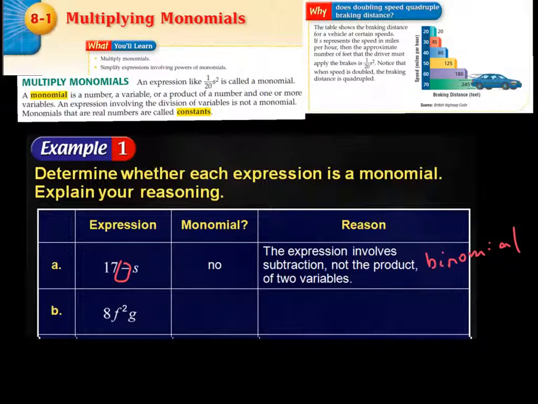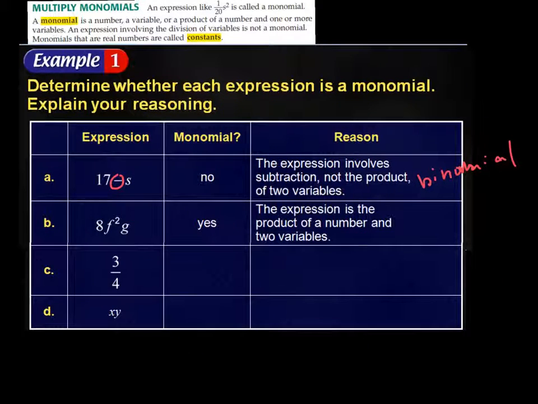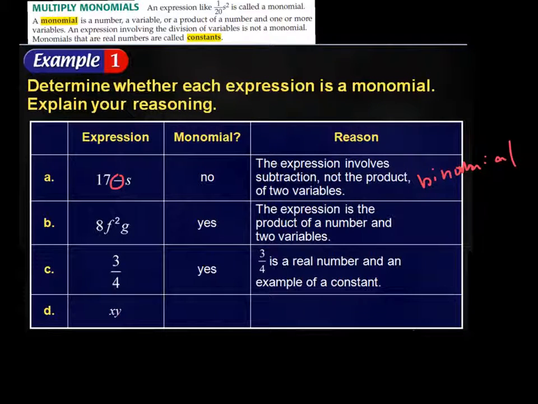For part B, we have 8f squared g. That one is a happy yes. It is a product of a number and two variables. Now, 3/4 might throw some people off because that's literally 3 divided by 4, and we said we can't have division. But the problem with division doesn't happen with numbers. It is if we have a variable in the denominator. That's a no-no. So this is a yes because it is a real number, 3/4. We could plot it on a number line. So that is another example of a constant, just like 3 or 4.